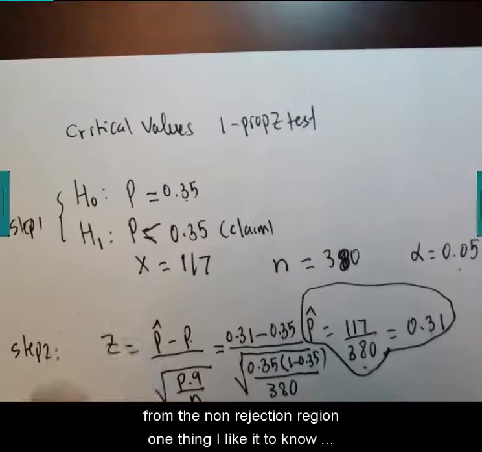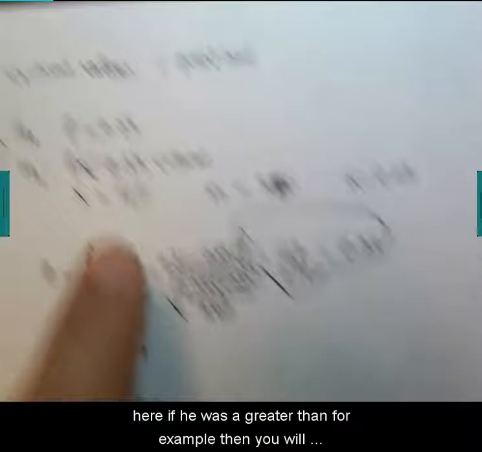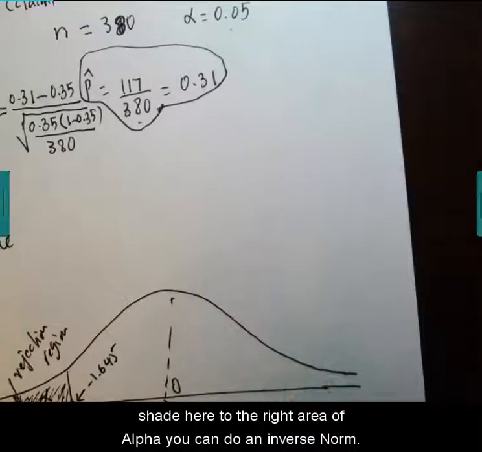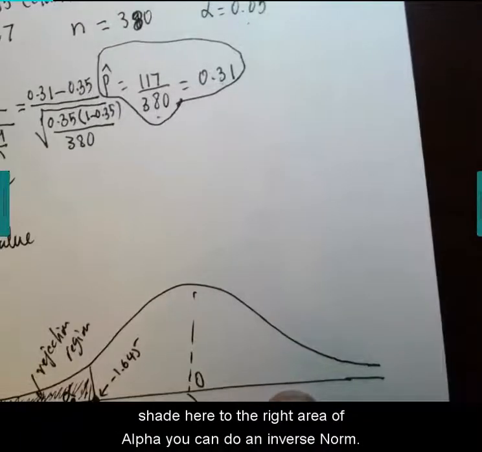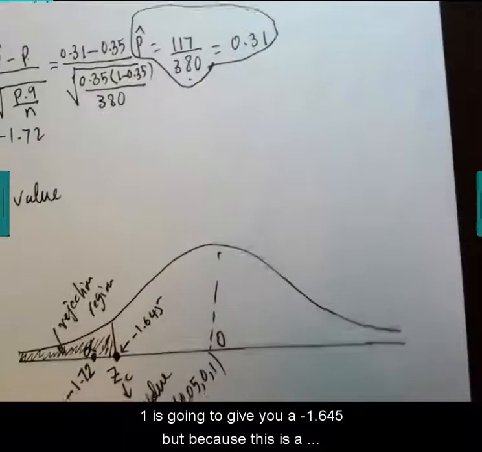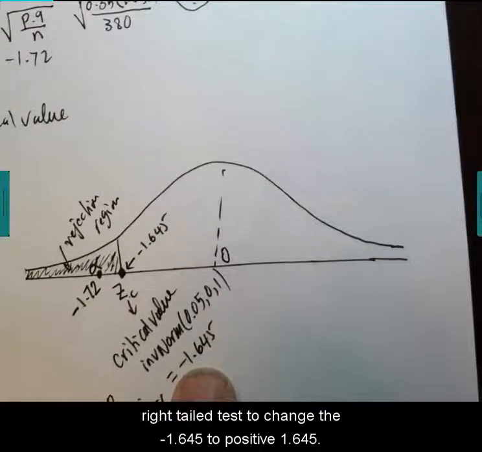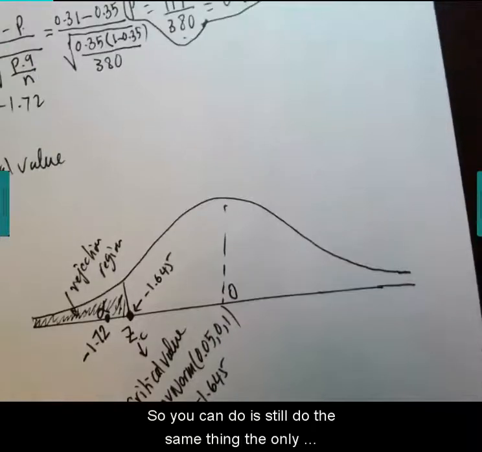Now, one thing I'd like you to know here, if p was greater than, for example, then you will shade here to the right and find alpha. You can do an inverse norm of 0.05, 0, 1. It's going to give you negative 1.645, but because this is a right tail test, you change the negative 1.645 to positive 1.645. So you can still do the same thing.